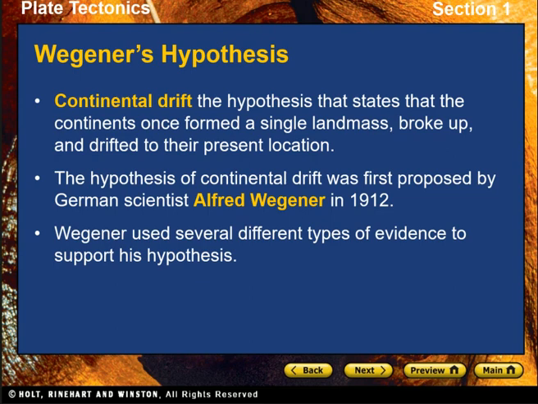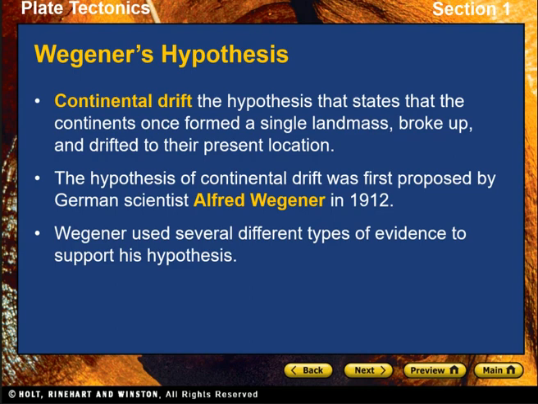Wegener's hypothesis. In 1912, a German scientist named Alfred Wegener proposed a hypothesis that is now called continental drift. Wegener hypothesized that the continents once formed part of a single landmass called a supercontinent. According to Wegener, this supercontinent began to break up into smaller continents about 250 million years ago, which was during the Mesozoic era. Over millions of years, these continents drifted to their present locations.